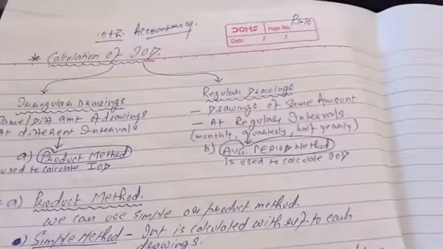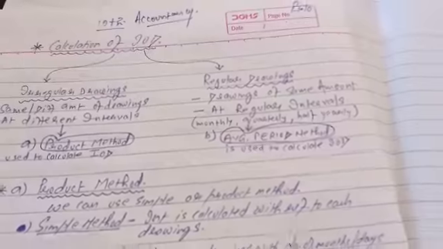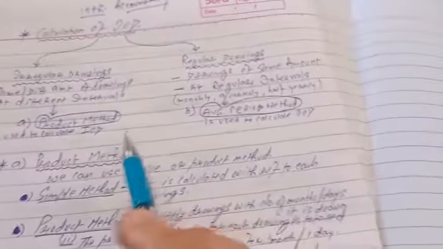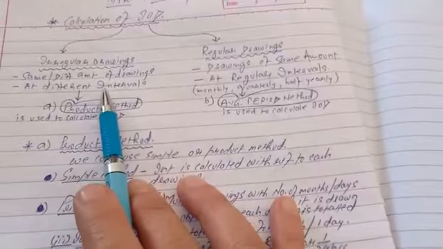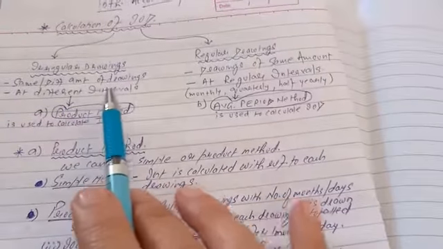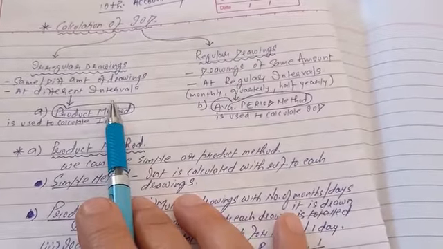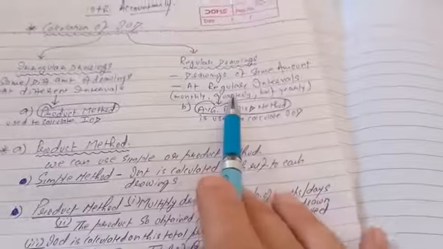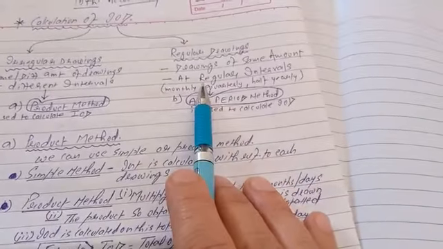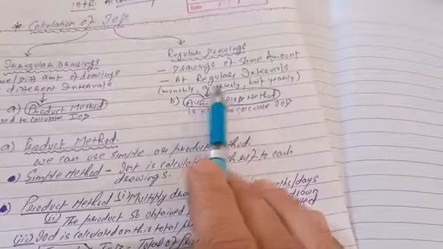So now from the partnership fundamentals, we are going to discuss the calculation of interest on drawings. To begin with, we've got two types of drawings. One are the irregular drawings. That means the drawings are made at different intervals. The amount is also different. So these are called irregular drawings. And then the regular drawings, that means the drawings of the same amount are made at regular intervals.